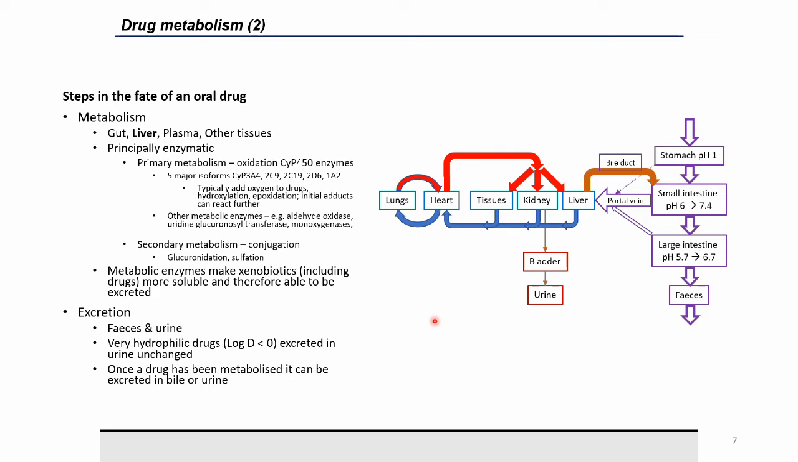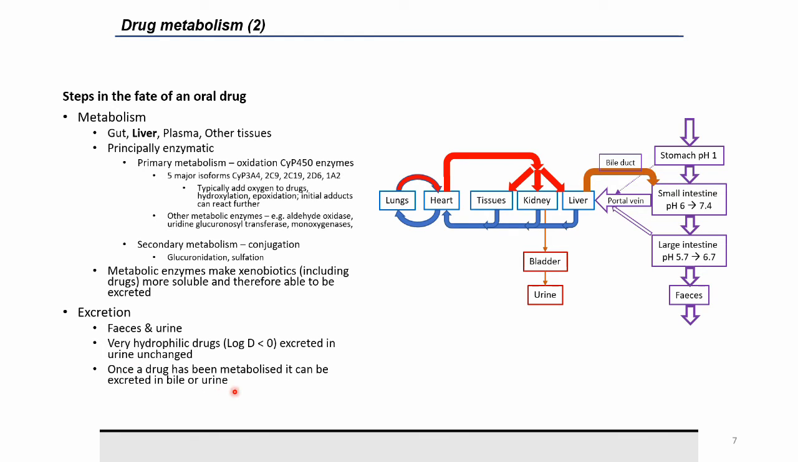so glucuronic acid or sulfates typically. And these are secondary because they usually happen subsequent to some kind of oxidative metabolism, putting on a handle that can then be conjugated. If the drug starts out with a conjugative handle already on it, for example, a phenol, then secondary metabolism can happen directly. And the role of metabolic enzymes is to make any kind of xenobiotic, which includes your drugs, but also any poisonous things you've ingested, more soluble and therefore able to be excreted and got rid of from the system. So excretion into feces and urine.